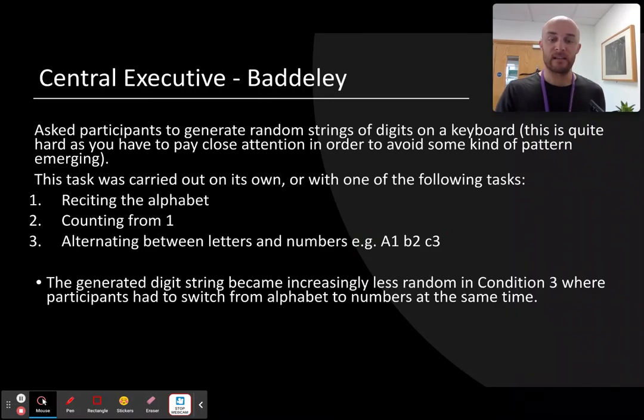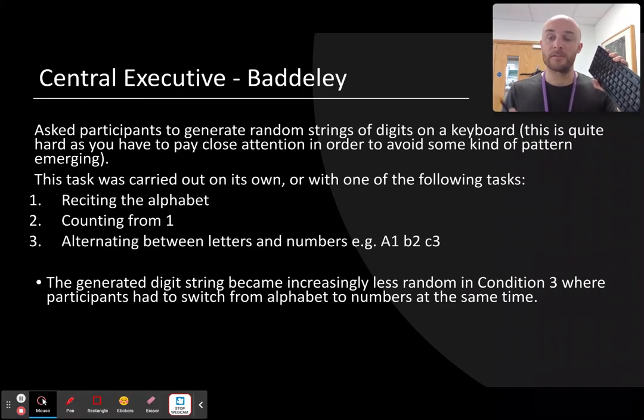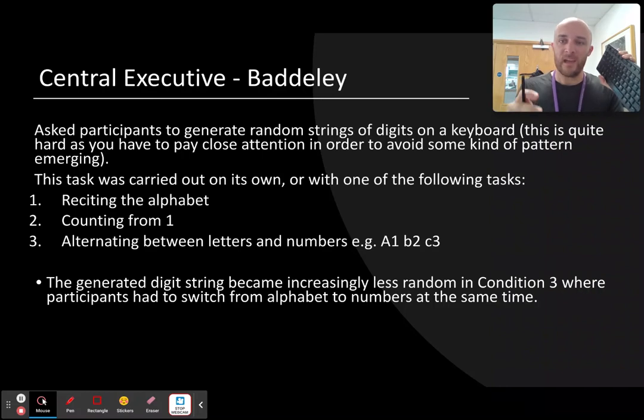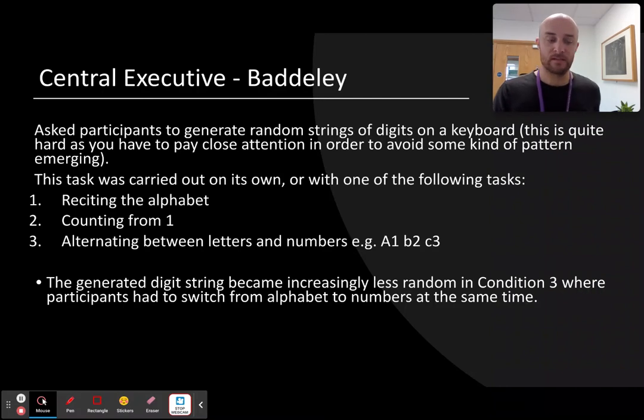And unsurprisingly, the typing on the keyboard became less random in condition 3, where participants had to switch between alphabet and numbers, because their attention was being spread too thin. And when your attention is spread too thin, your performance declines, basically. So that is really, really good evidence of the central executive and how it has a limited amount of attentional resources. Fine.